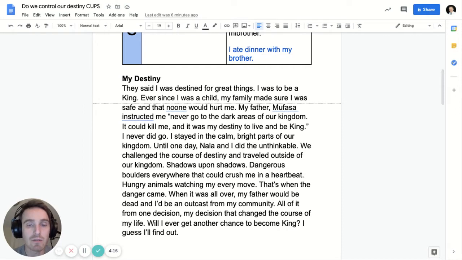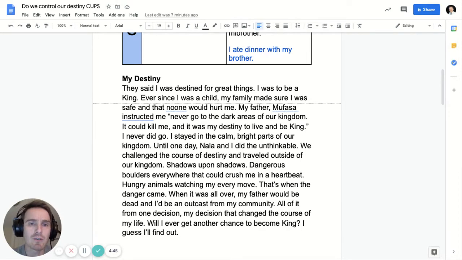Shadows upon shadows, dangerous boulders everywhere that could crush me in a heartbeat. Hungry animals watching my every move. That's when the danger came. When it was all over, my father would be dead, and I'd be an outcast from my community. All of it from one decision. My decision that changed the course of my life. Will I ever get another chance to become king? I guess I'll find out. So again, this is my final draft.